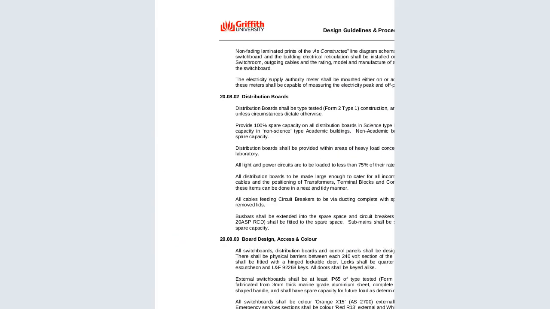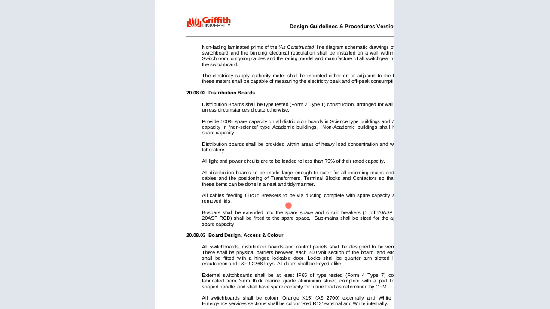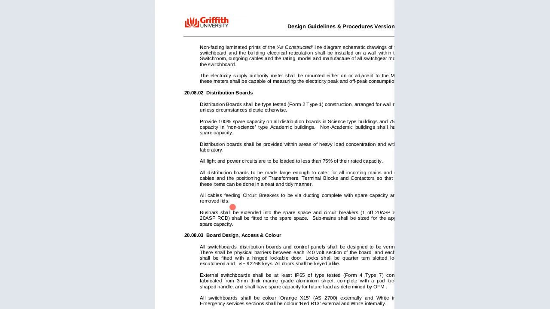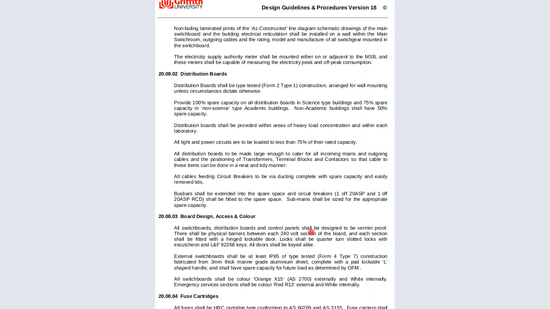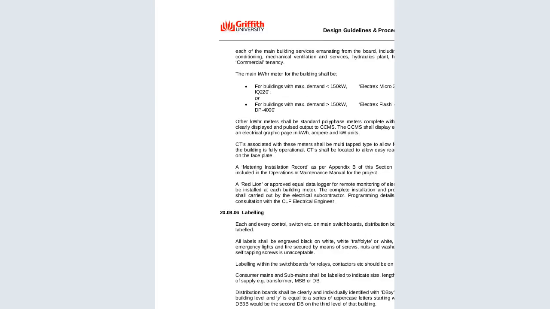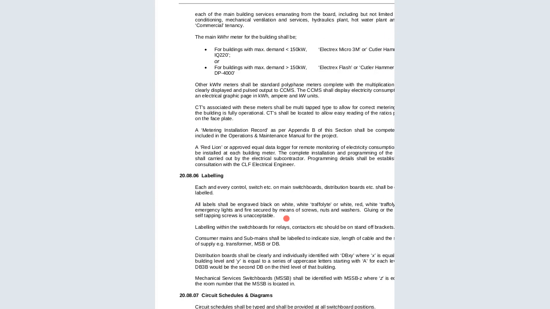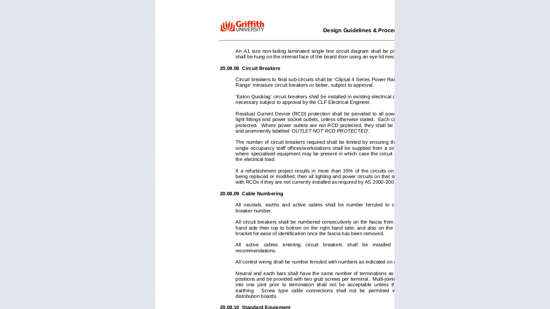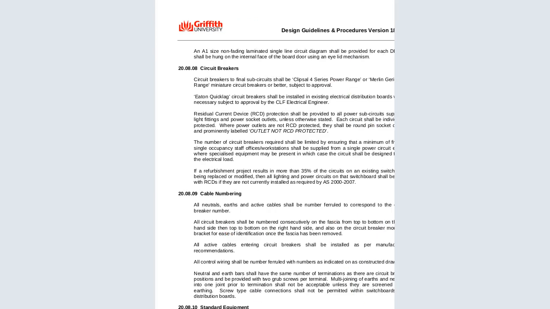Okay, switchboards are there and the test points. The distribution boards are given a certain type and should provide 100% spare capacity of all distribution boards. And then all lighting power points can be loaded to less than 75% of their rated capacity. So we will go into details on the calculation of the loading. The labeling also should be very precise. So I'll bring another slide.